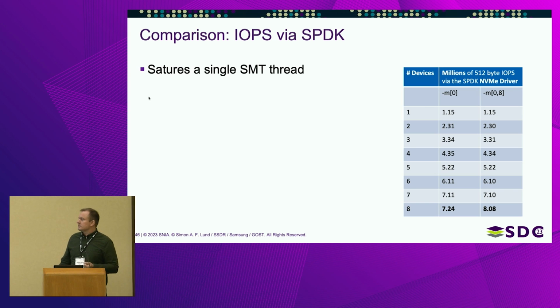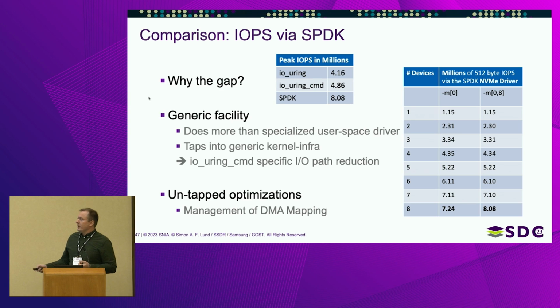And using the thread sibling as well, we're no longer congested on the CPU. We've actually maxed out the devices on the system. So why do we have this gap from IO uring command and up to the SPDK NVMe driver? Well, I think what we're starting to see here is that we're paying the cost of constants. So scalability is actually fine.